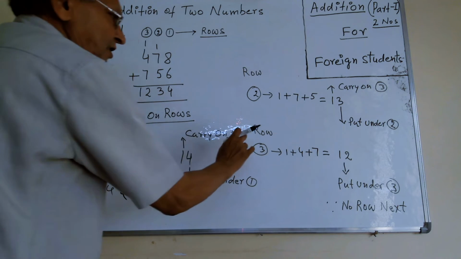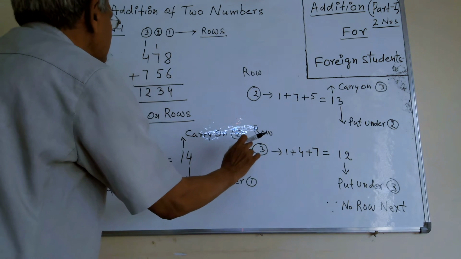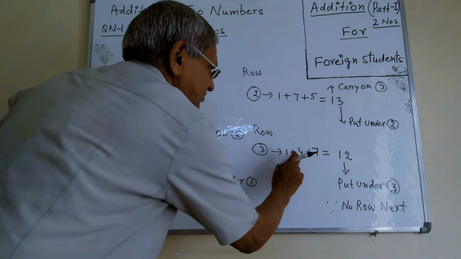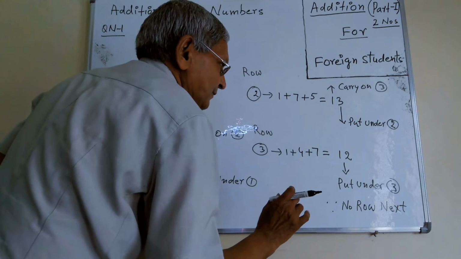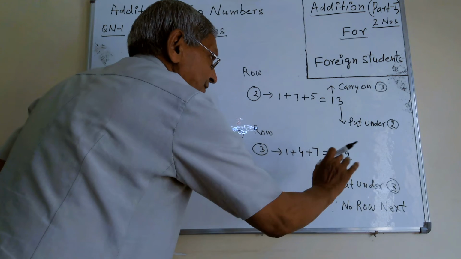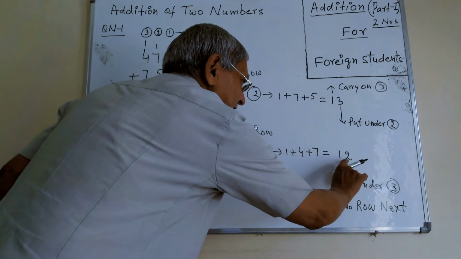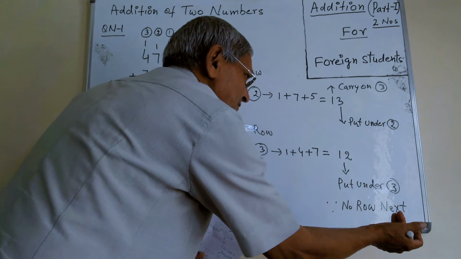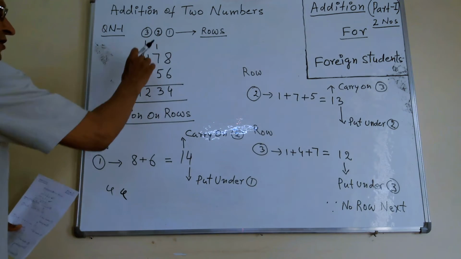Now take the third row. This is the third row. And what are the numbers of the third row? 1, 4, and 7. Add these three numbers, 1, 4, 7 is equal to 12. Now at this time, we are not going to bifurcate these two numbers because there is no next row. We have to put this 12 under the third row.